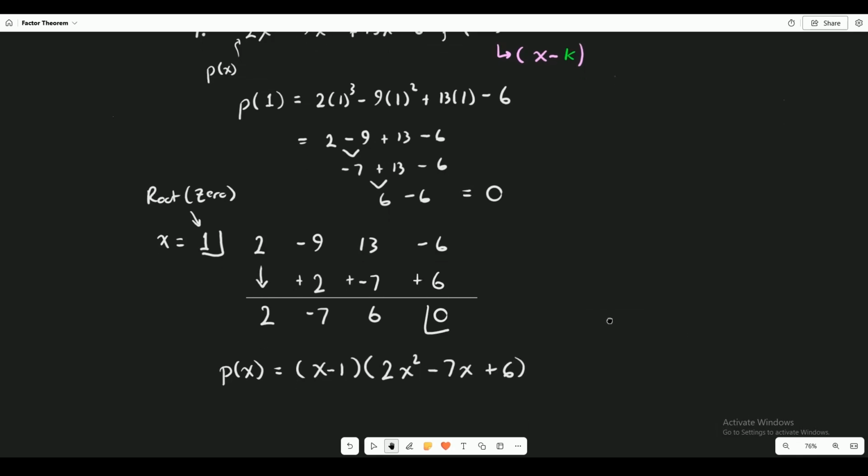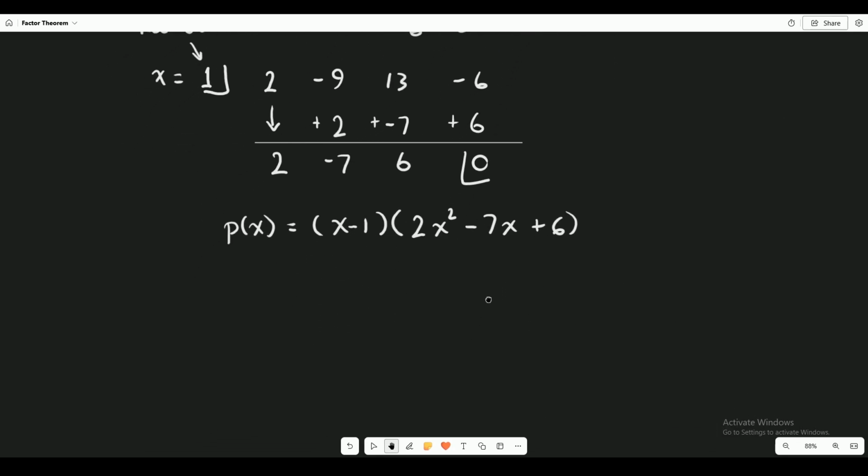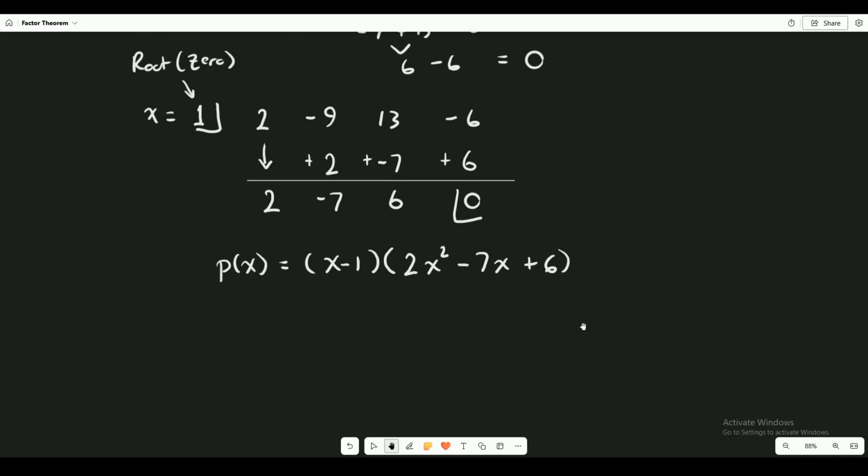All right. This is our new p of x, right? It's still the same thing as the original one, because if you multiply this out, you're going to get what we started with. So now we have to find the remaining zeros, okay? Use the factor theorem. Given the factor, use the factor theorem, find all zeros for the given polynomial function. So now we can find the remaining zeros here.